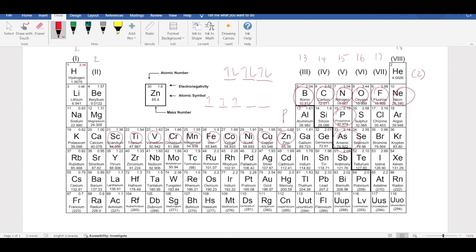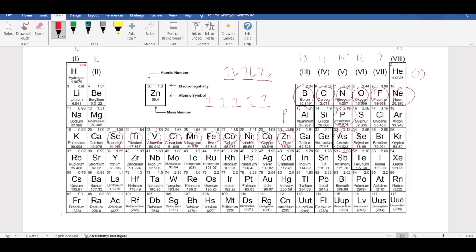1, 2, 3, 4, 5, 6, 7, 8, 9, 10. Maximum of 10 electrons. We did the example earlier with the half-filled d's, right? So that's how it works out.